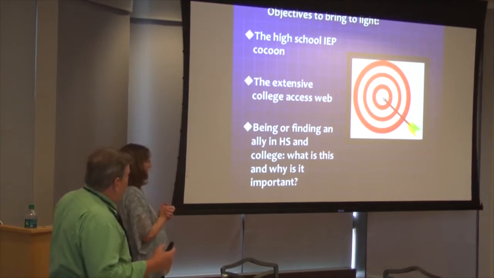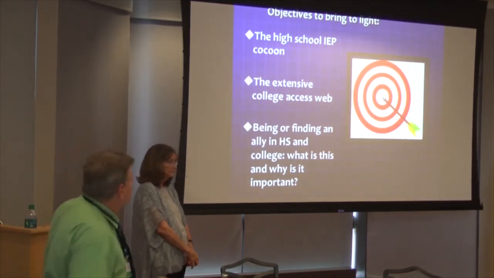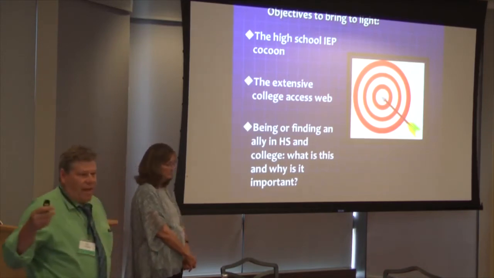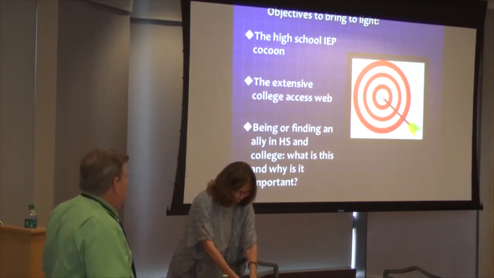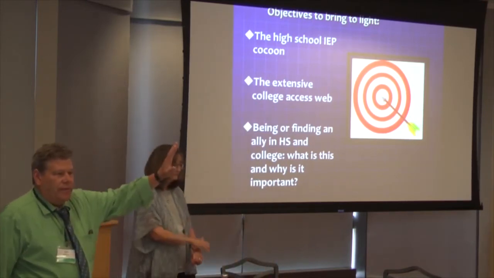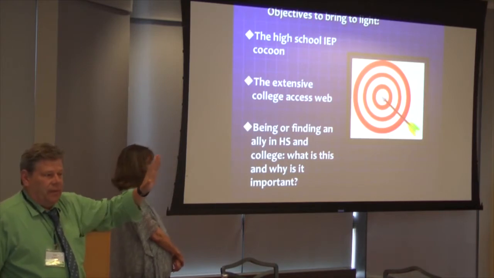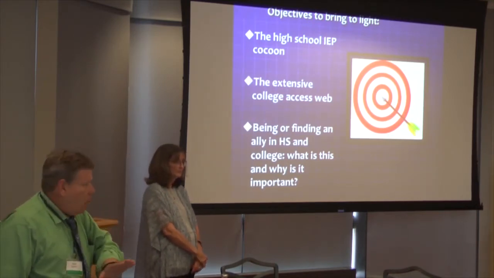The objectives that we're going to be talking about today are the IEP cocoon, the extensive college access web, so what services are available in post-secondary education, and allyship. There's a huge difference that people don't want to talk about between what happens in high school and then what happens to those folks who qualify.